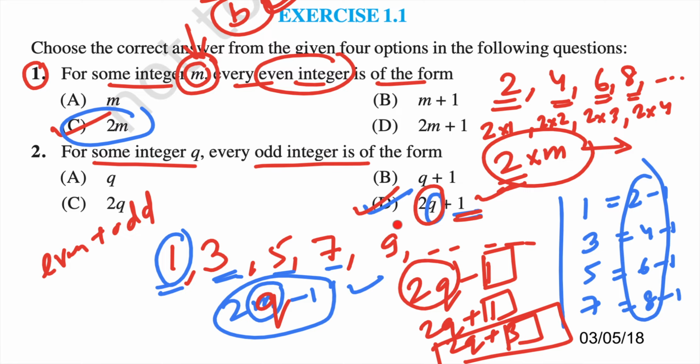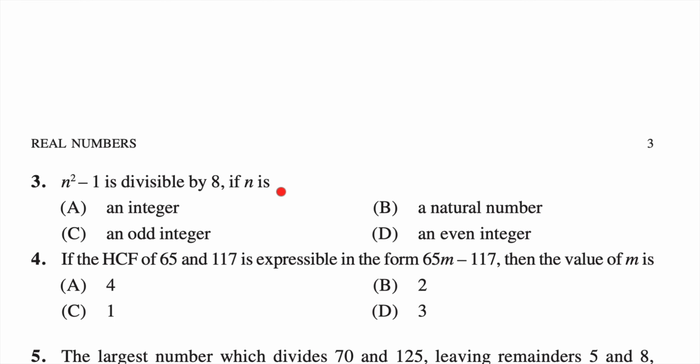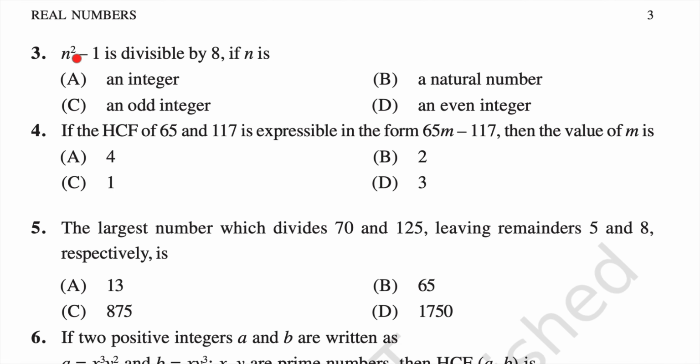So in this form you can write it. Okay, so now n square minus 1 is divisible by 8. So n square is always going to be positive because it is a square. So any integer if you take, is divisible by 8 if n is.